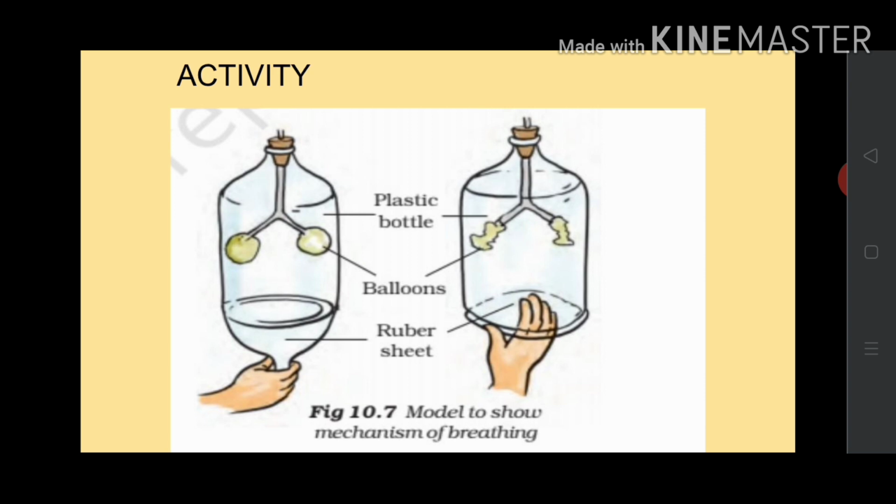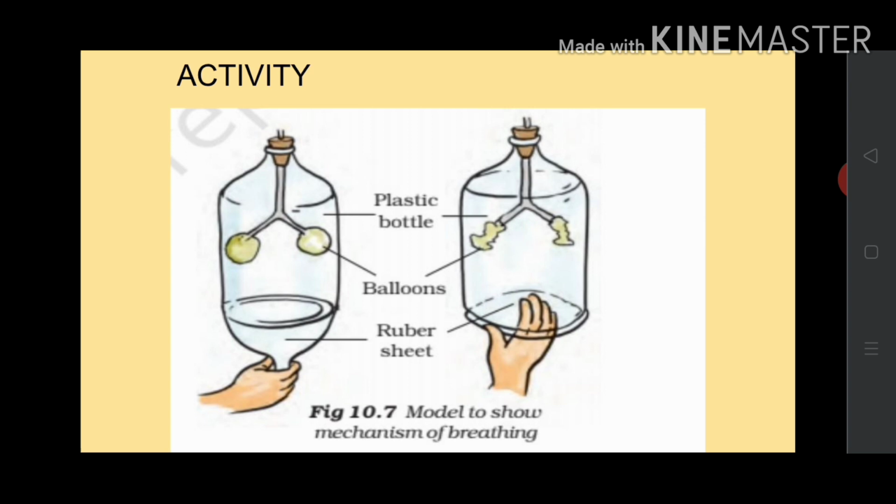Now cap the bottle. Seal it to make it airtight. To the open base of the bottle, tie a thin rubber or plastic sheet using a large rubber band. To understand the expansion of the lungs, pull the rubber sheet from the base downwards and watch the balloons. Next, push the rubber or plastic sheet up and observe the balloons.